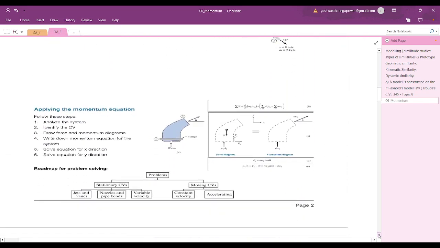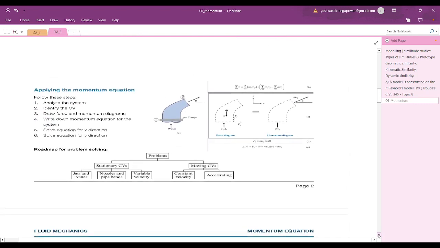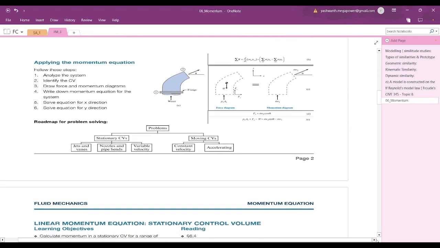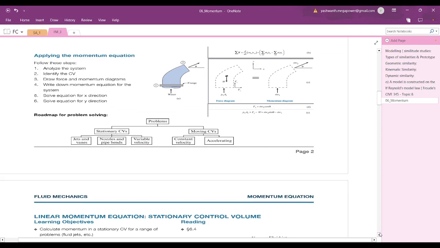Now let us see what problems we can solve by using this momentum equation. You see here it was given very clearly: applying the momentum equation. For applying the momentum equation, follow these steps. First, analyze the system. Second, identify the control volume and draw the force and momentum diagrams. Then write down the momentum equation for the system, and solve the equation for the x direction and the y direction. That's it.